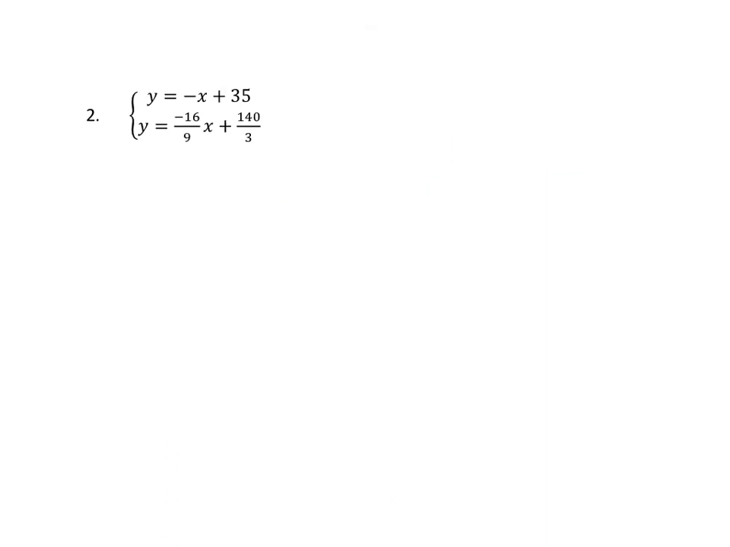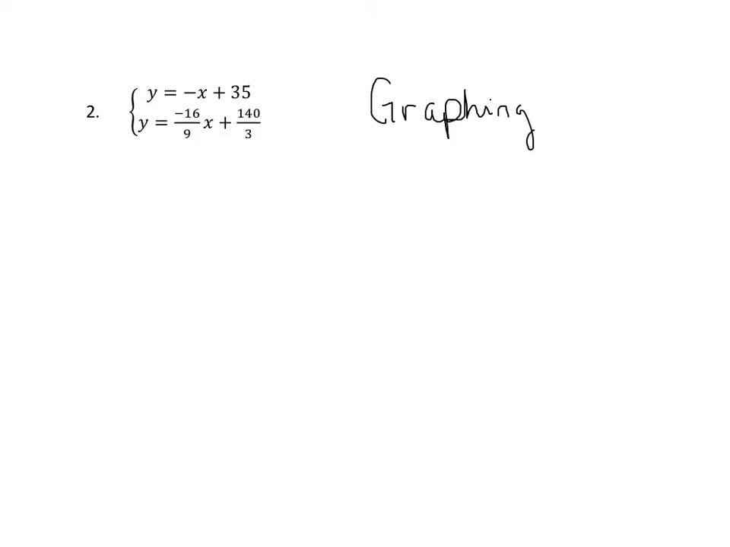For example number 2, we have two equations and they both have y by itself. So anytime you have both equations where y is by itself, the easiest method is going to be the graphing method. And so you're going to need to use your graphing calculator and graph this on your graphing calculator. You could also graph it by hand, but because the y-intercept values are pretty large, it would be pretty difficult to graph them.